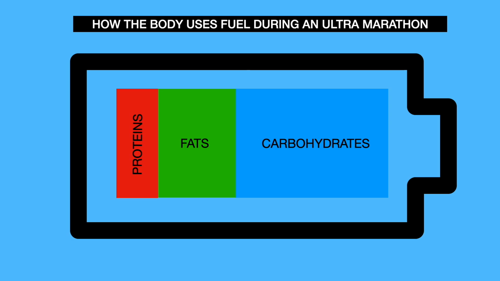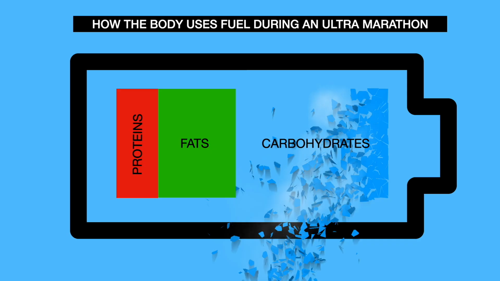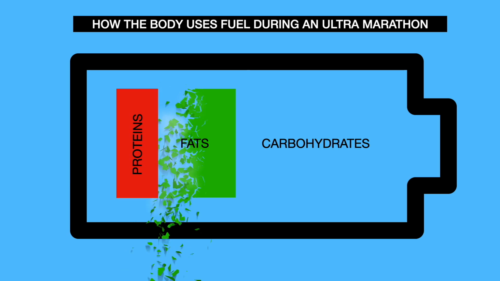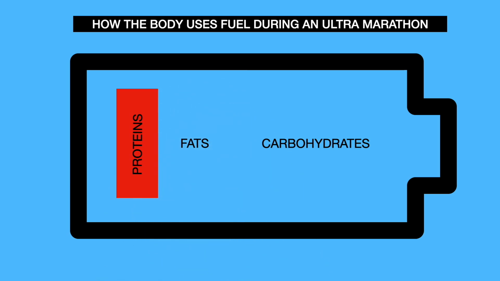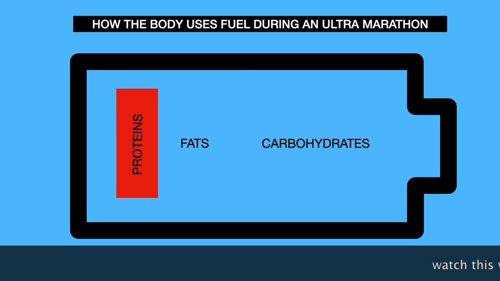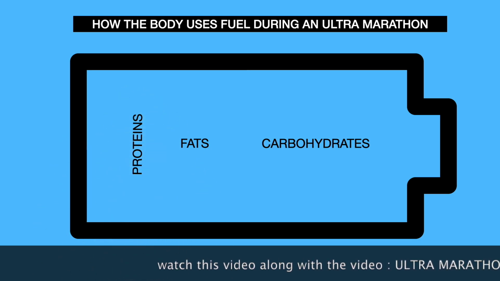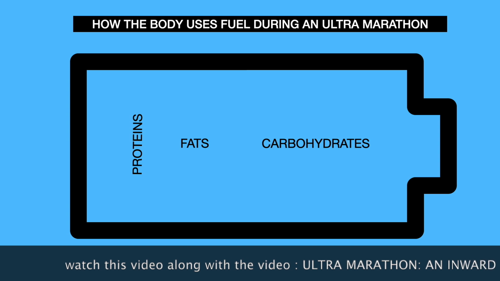In the beginning, the body uses whatever is easily available, like the carbohydrates stored as glycogen in the body. As the distance increases, these reserves begin to deplete. The body then turns to the stored fat for its energy needs. And in the final stages, it starts to use proteins, which come from the very structure you are using to run. That is, the muscles. An ultramarathon is run with a careful balance of energy, diet, and will.